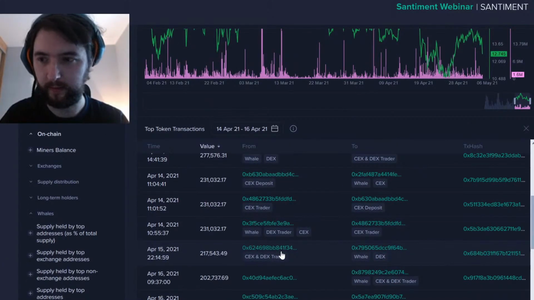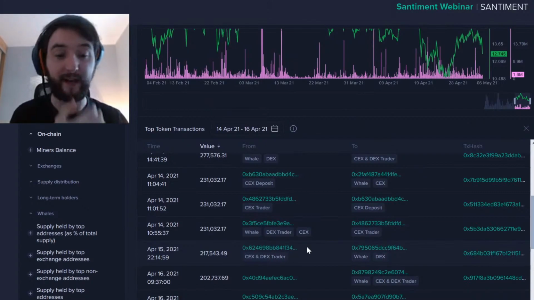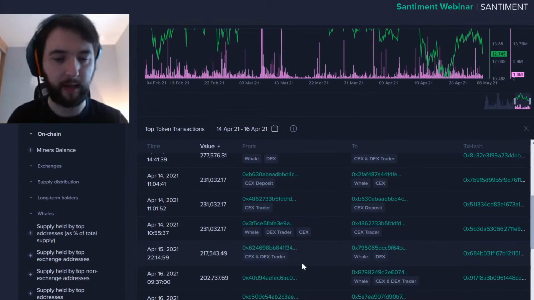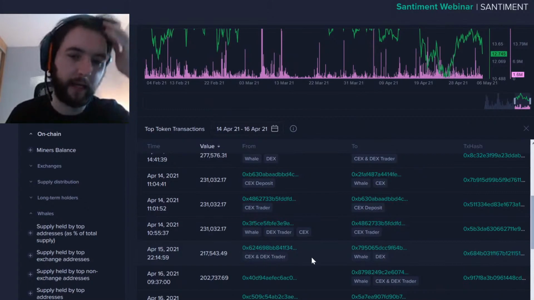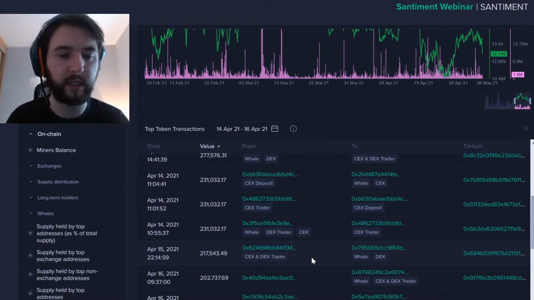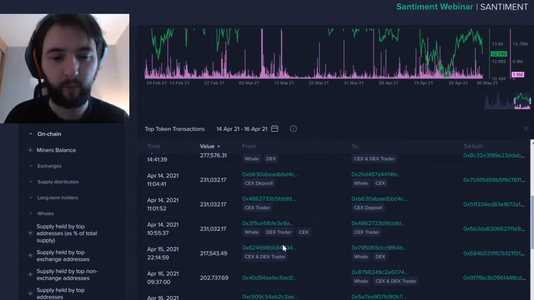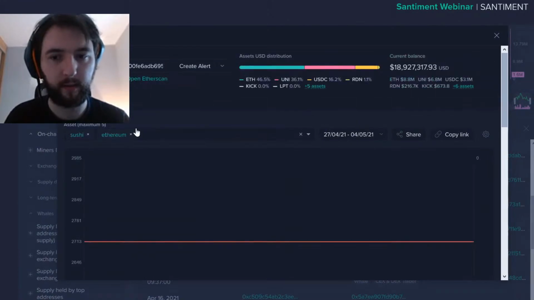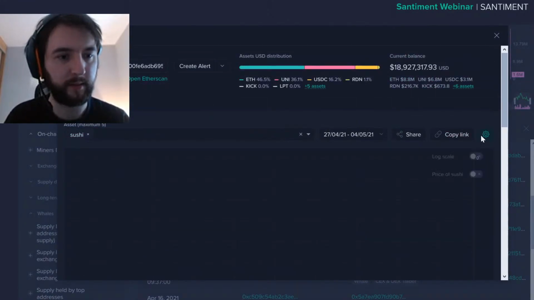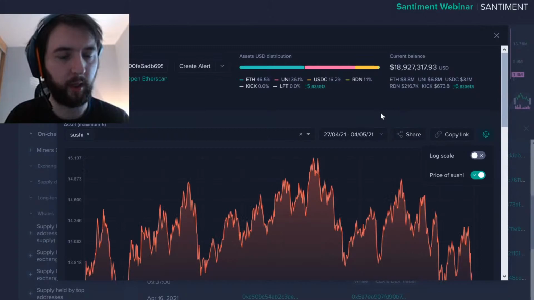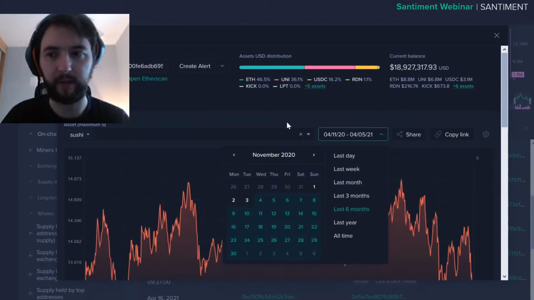So in particular, while I was looking at Sushi, I found this address, 0x64. Yeah, there we go. This address is labeled as a CEX DEX trader. So basically, an address that trades on centralized and decentralized exchanges. And the address that it's sending to is a DEX, a decentralized exchange. So we look at this particular address. We can plot the price of Sushi over the holdings of this address.